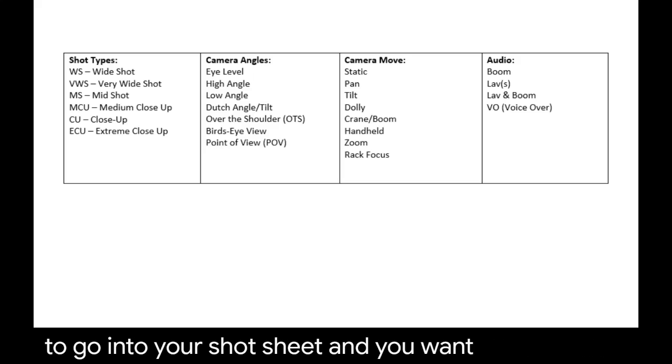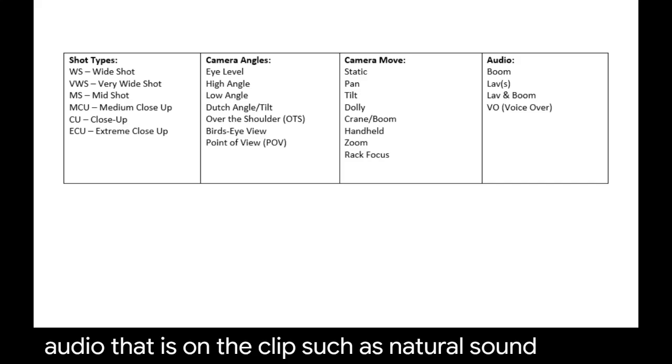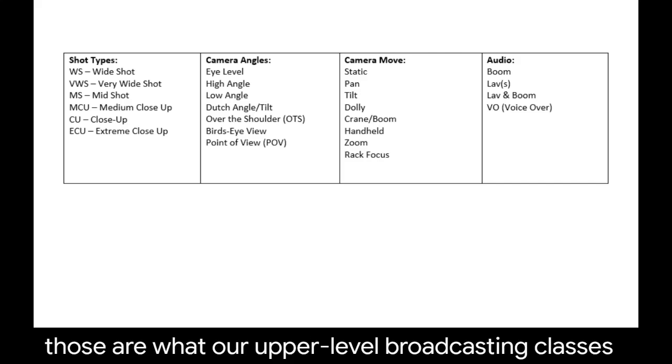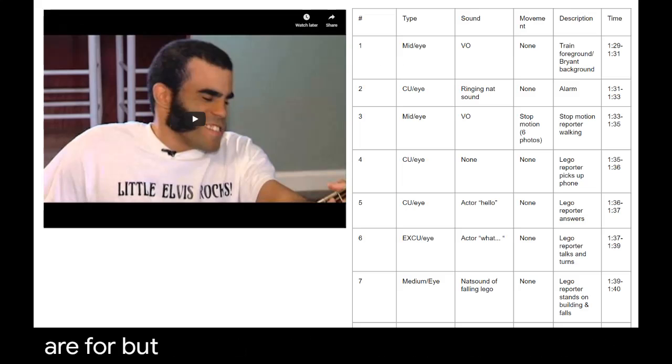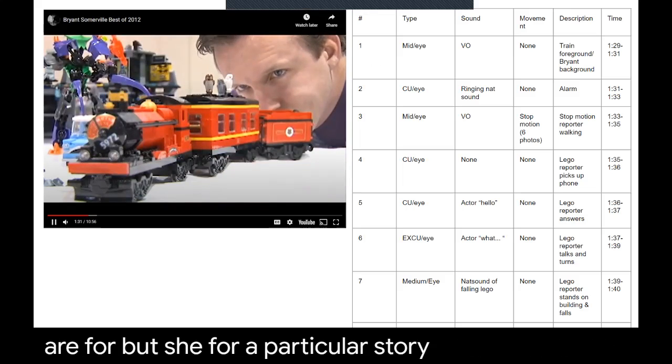And you want to note any audio that is on the clip, such as natural sound, voiceovers, if you used a lav or a boom mic. Again, you don't need to know exactly what those mean. Those are what our upper level broadcasting classes are for. But here's an example of a shot sheet for a particular story. And letting my imagination run wild.